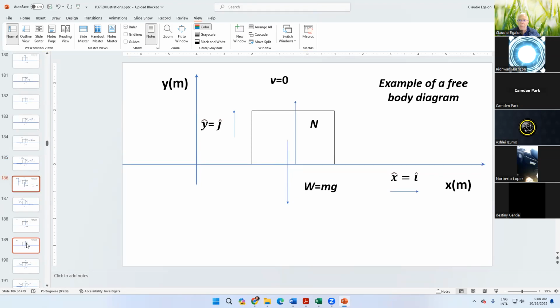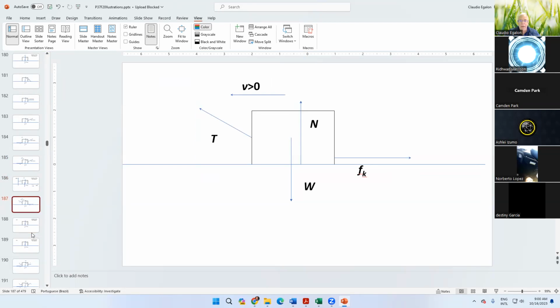Here we go. Example of free body diagram. We did that, but now we're going to do it in more detail. We have this object at rest. It's always subject to the weight. If it's resting over a surface, it's going to have a normal force applied to it. And the net force on this object is going to be zero because it's at rest.